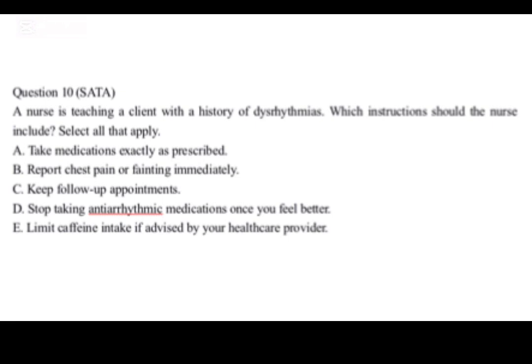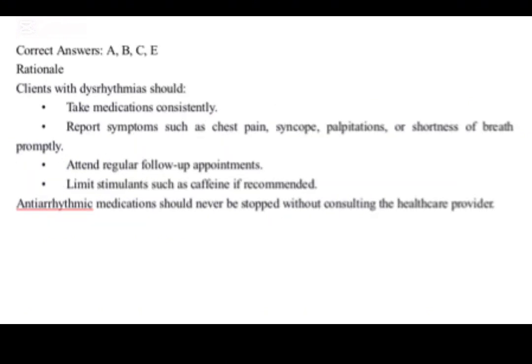Question 10, SATA. A nurse is teaching a client with a history of dysrhythmias. Which instructions should the nurse include? Select all that apply. A. Take medications exactly as prescribed. B. Report chest pain or fainting immediately. C. Keep follow-up appointments. D. Stop taking antiarrhythmic medications once you feel better. E. Limit caffeine intake if advised by your healthcare provider. Correct answers: A, B, C, E.